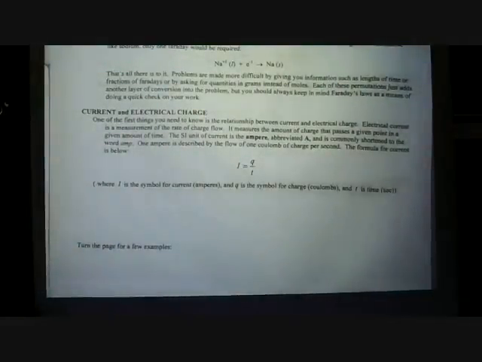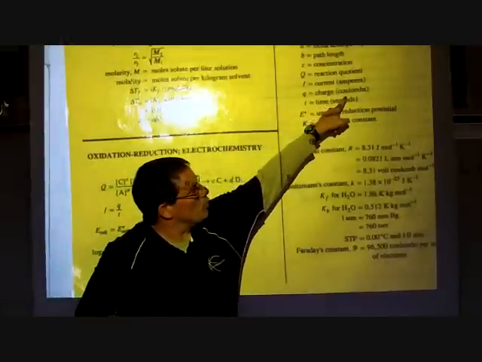It's found on the oxidation reduction portion of your equation sheet, and again, it's on the back side. The I here, if you're not real sure, it has it in the legend. This is your current, which is in amps or amperes. The Q here is not heat, it is not equilibrium, but it is charge, which is in coulombs.